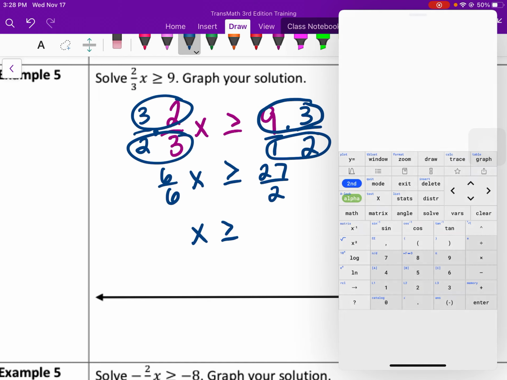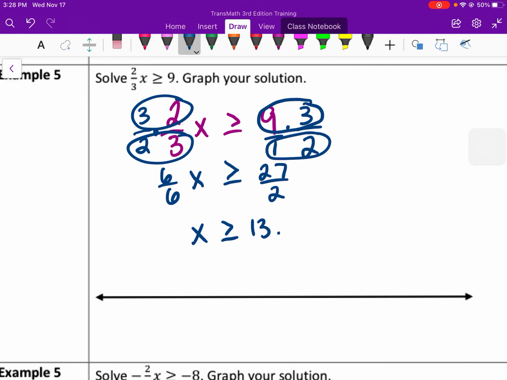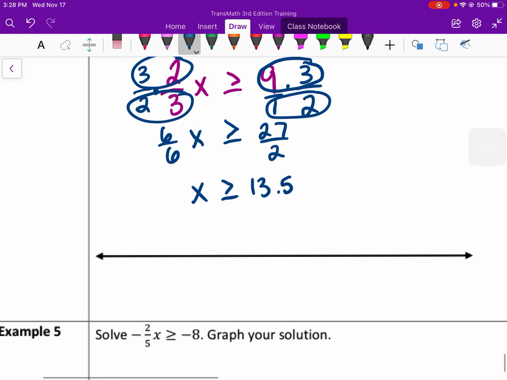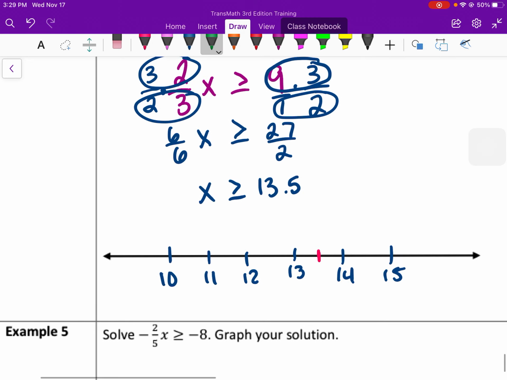27 divided by 2 is going to give me a decimal. 27 divided by 2 is equal to 13.5. So I'm going to put 13.5 here. So when we graph this, if I'm counting by ones, like 10, 11, 12, 13, 14, 15, 13.5 is going to be in the middle of 13 and 14, so halfway between. And then we have a closed circle at 13.5. I must really like the closed circles because I feel like all of my examples are closed circles. And this time it's greater than though, so we're going to be going to the right with our graph.